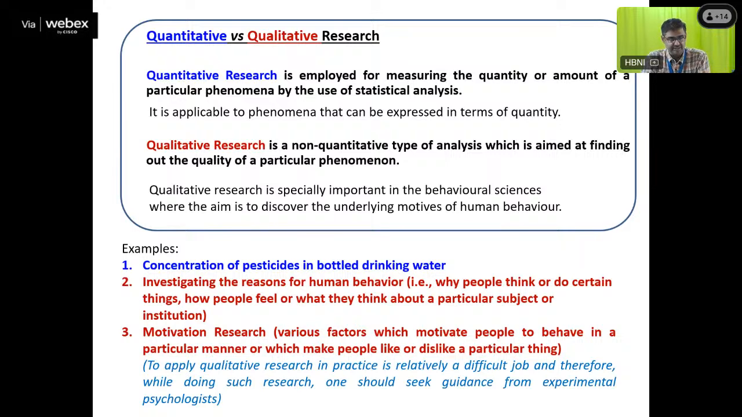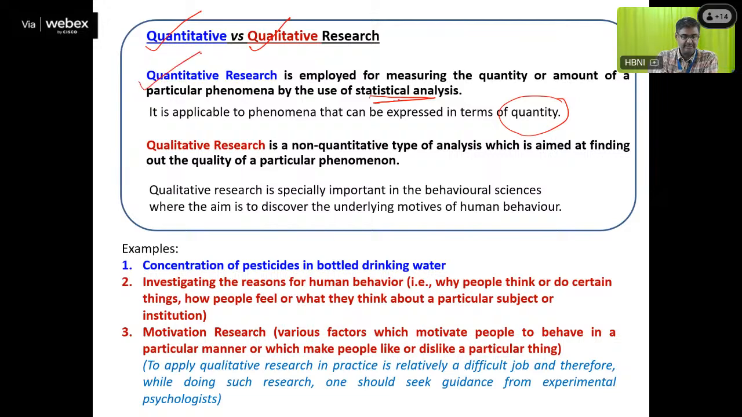Quantitative versus qualitative research. So what do you understand by this? Quantitative research is employed for measuring the quantity or amount of a particular phenomenon by use of statistical analysis. It is applicable to phenomena that can be expressed in terms of quantity. But what is qualitative research? It is a non-quantitative type of analysis which is aimed at finding out the quality of a particular phenomenon. So simple, the difference between quantity and quality.